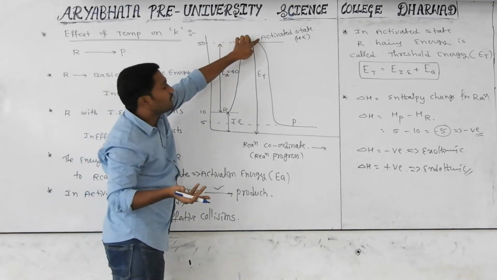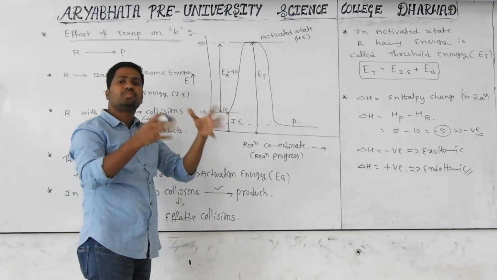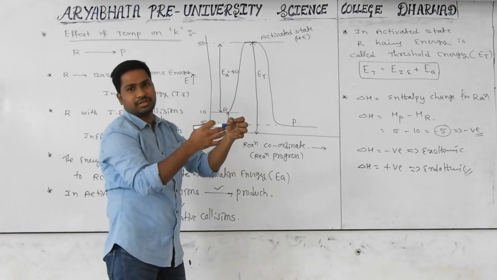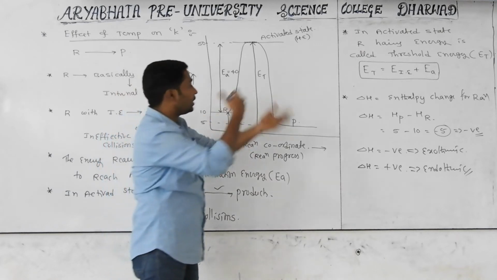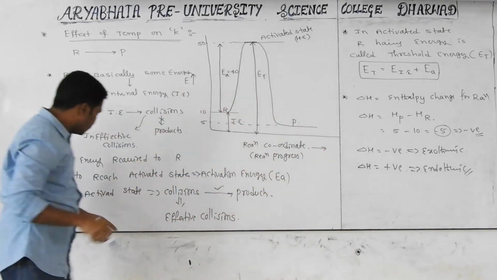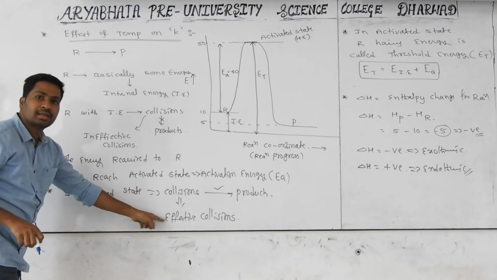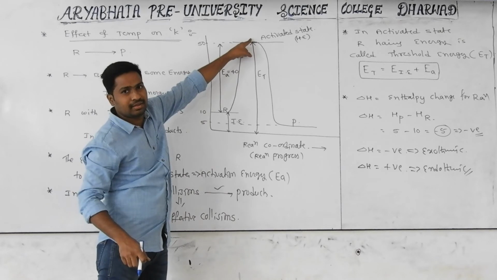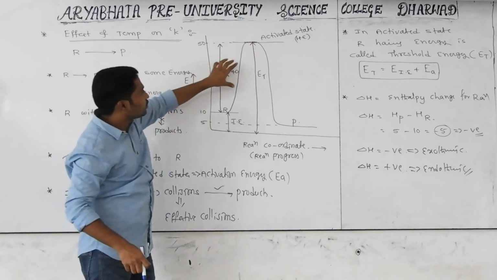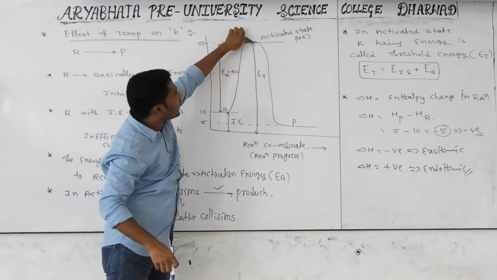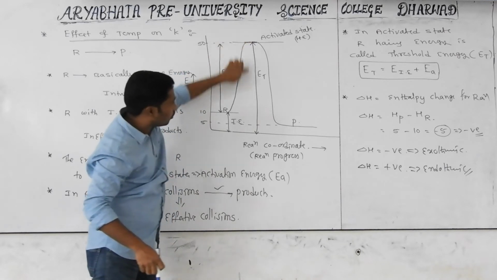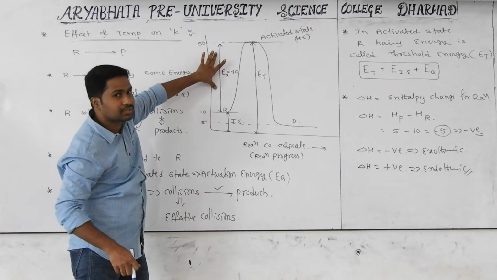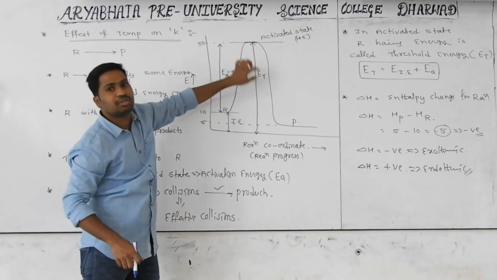After reaching the activated state, the reacting molecules are having too much energy. With that higher energy, they are involving in very perfect collisions. Then they will break down and convert into products. That's why those collisions only we are calling effective collisions, which are happening in the activated state. Okay, but here we have to discuss one more thing. In the activated state, the reacting molecule having energy is nothing but whole energy. Whole energy means internal energy plus activation energy. Together we are calling it threshold energy.